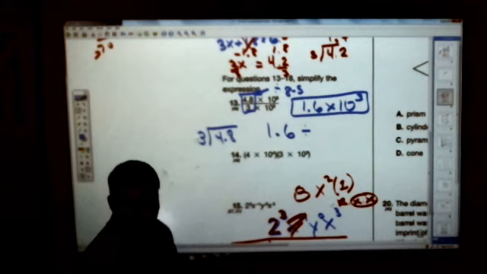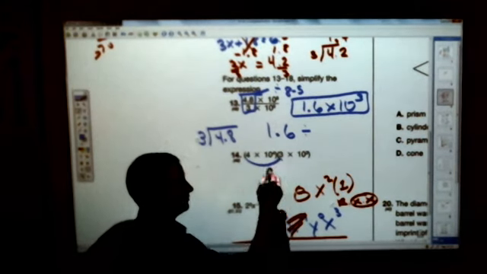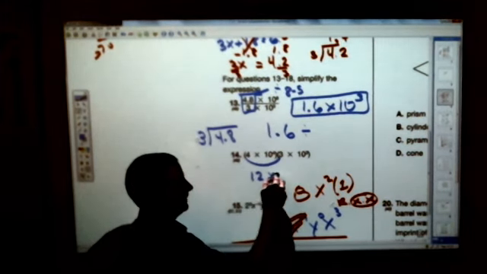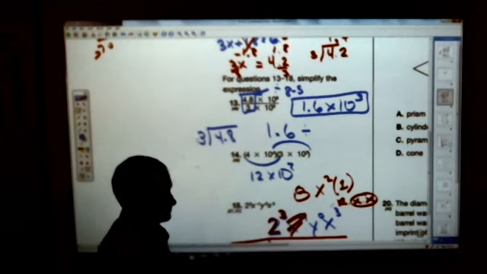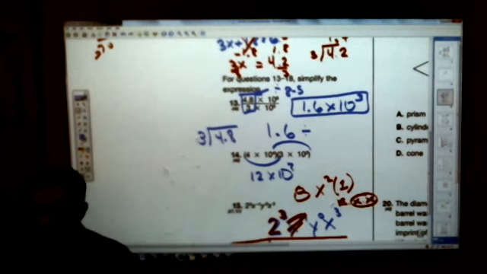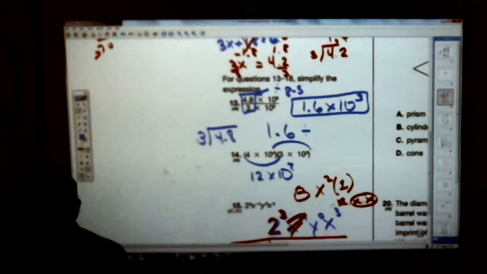As opposed to multiplication, where you multiply the numbers. 4 times 3 is 12, and you add the exponents. 3 plus 4 is 7. Now why is that wrong, Garrett? Why is 12 times 10 to the 7th not the correct answer?